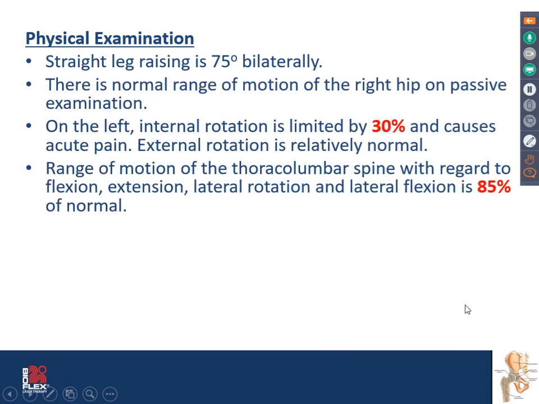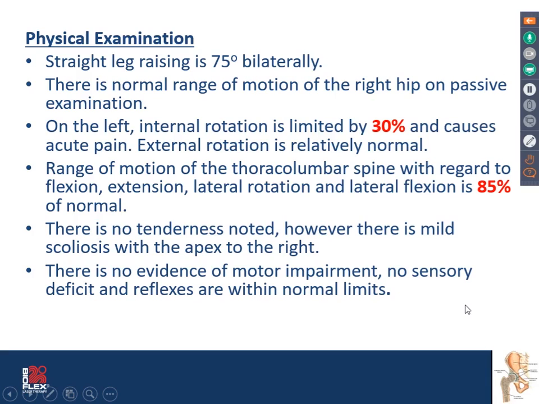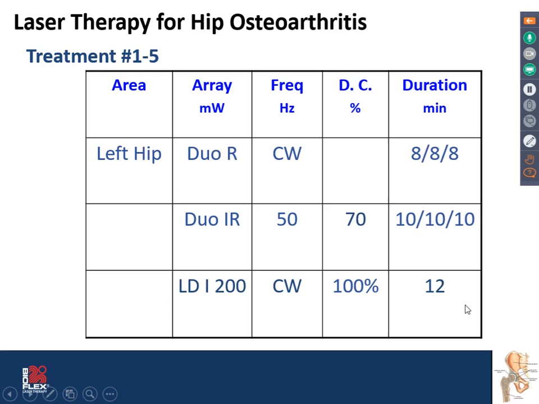You can see the physical examination findings. Her straight leg raise wasn't too bad, but she was having limitations of internal rotation and some other motions as well. Bit of issues in her lumbar spine as well, and some tenderness around that region. Motor and neurological was normal. So off for an MRI, and that came back as a tear of the left labrum. So we had already started treating by that time.